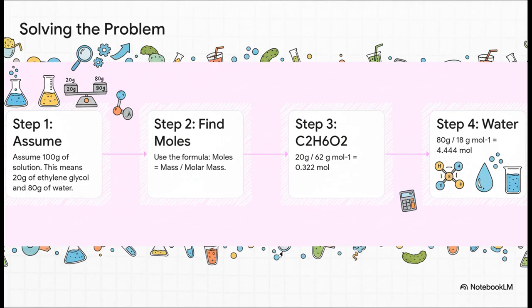Now for step 2. We need to find the moles for each part. Remember the formula? Moles equals mass divided by molar mass. So for ethylene glycol, that's 20 grams divided by its molar mass, 62, which gives us 0.322 moles. And for water, it's 80 grams divided by its molar mass, 18, which is 4.444 moles. See? Now we have all the pieces we need.